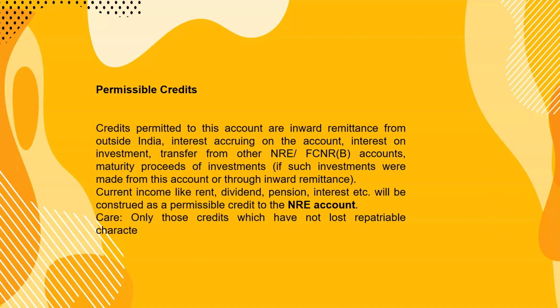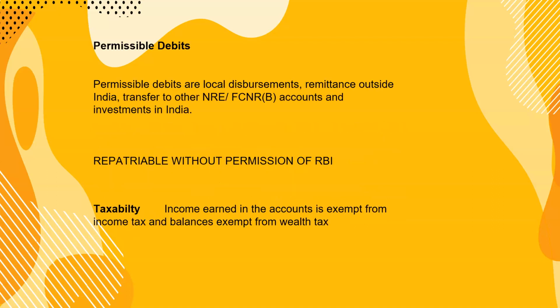So current income for which taxation has been accounted for this financial year only, not the previous financial years, only this financial year. Rent income, dividend, pension, interest can be credited, but subject to income tax conditions, right? Only those credits which have not lost repatriable character, so they can be transferred. So these are all those permissions. Generally, it is inward remittances, right? Or any sale of investments which were invested through proceeds from outside India, and then the maturity value can also be credited in NRE accounts. And these are fully repatriable.